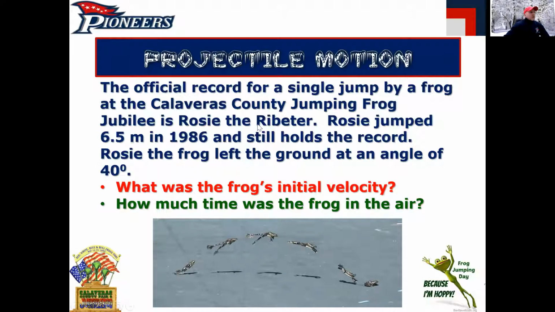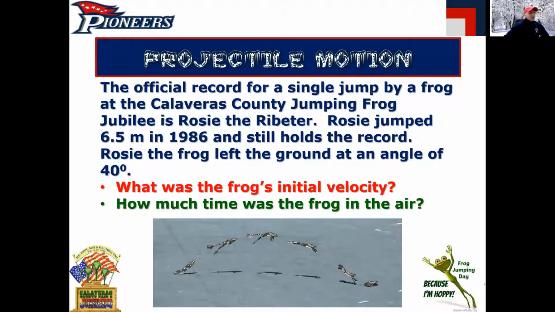Rosie the Riveter in 1986 jumped 6.5 meters. That's the world record for a frog. So think about 6.5 yards roughly, right? That's pretty far. I don't know how big the frog was. This is not Rosie. This was just a picture that goes with the problem.